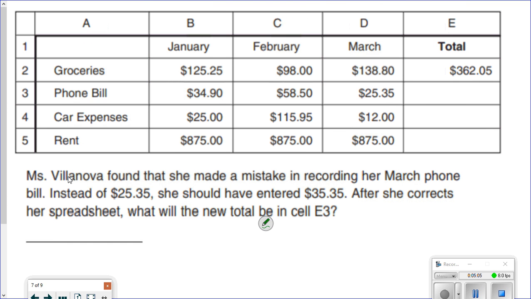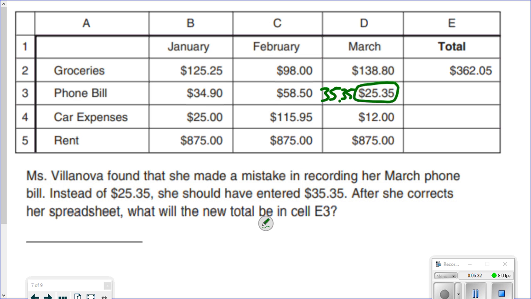Mrs. Villanova found that she made a mistake in recording her March phone bill. Instead of $25.35, she should have entered $35.35. After she corrects her spreadsheet, what will the new total be? Well, she wrote right here, she is off. That should be a 35. So what would be the new total?